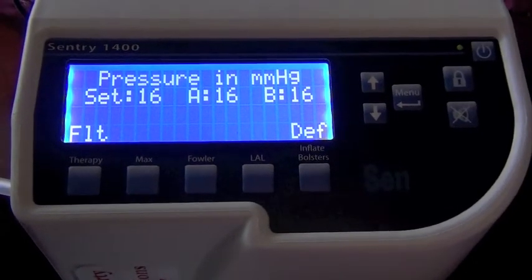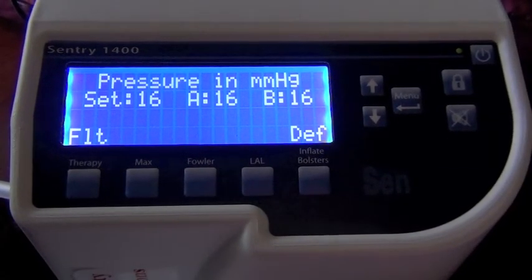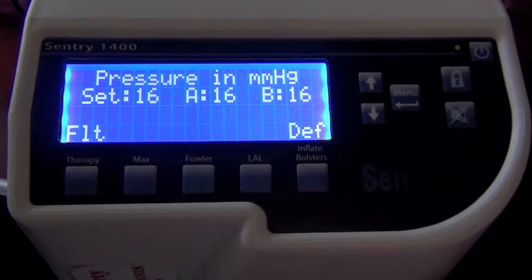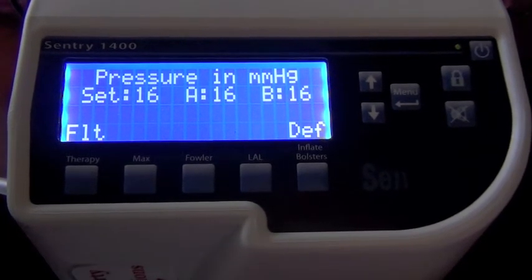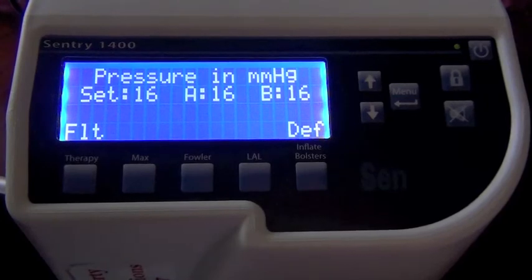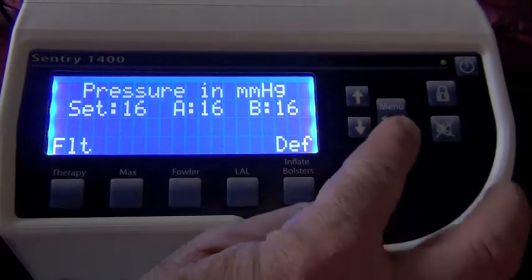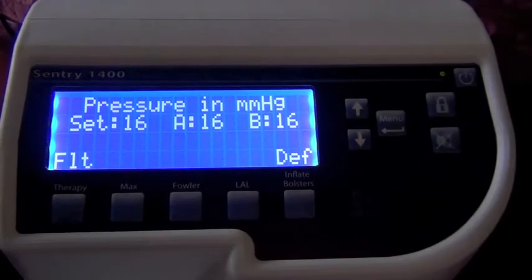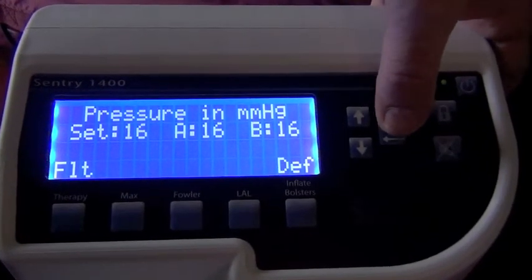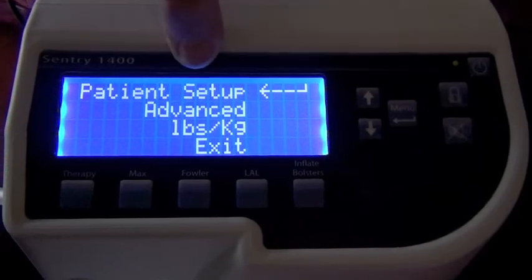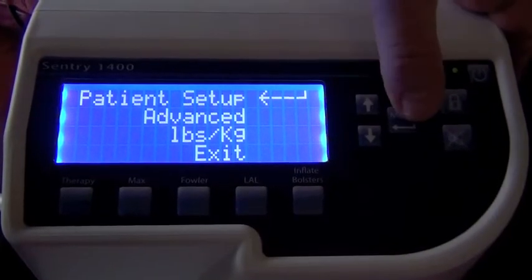During this portion of the in-service, I wanted to cover the specifics of the controller. The ST1400 has a state-of-the-art controller that offers you a variety of choices in patient therapies. The first thing that we do when we're setting the system up is we go to the menu button. By pressing the menu button, our first choice is patient setup.